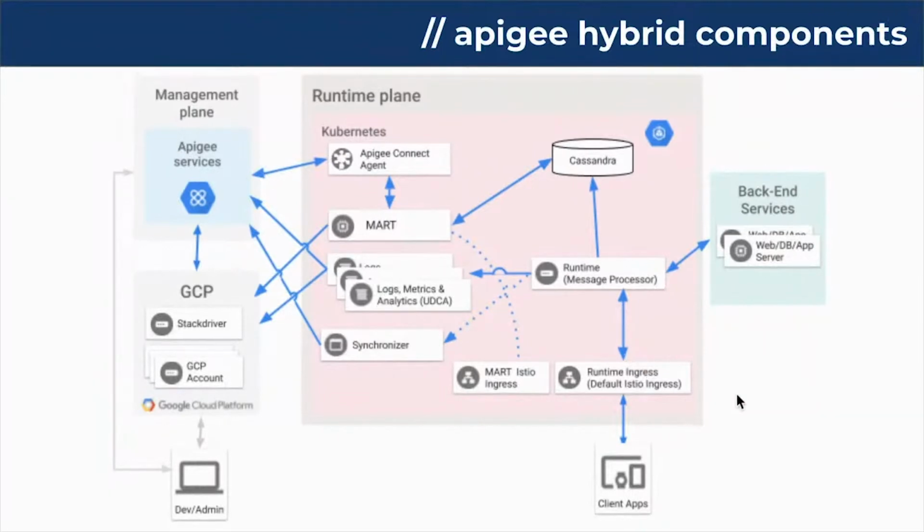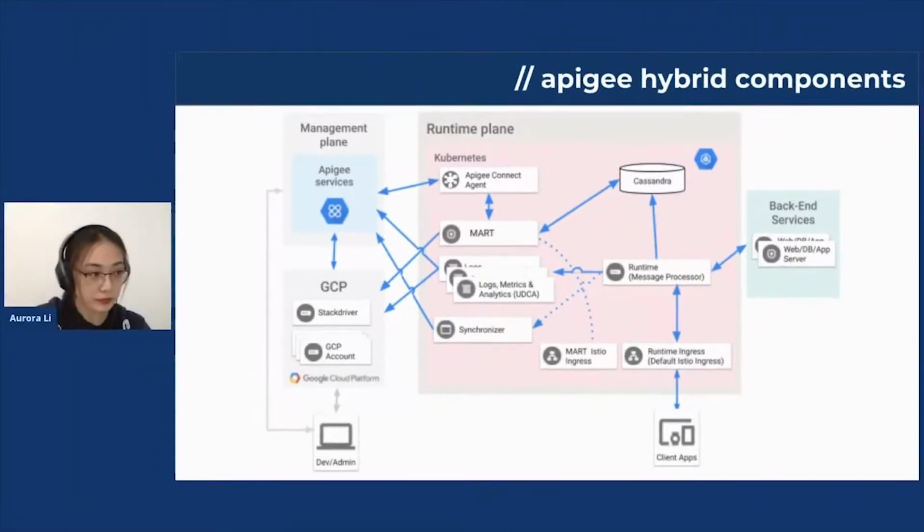And what we will be focusing on today is the runtime piece. So I'll be doing some auto-scaling demos around how you can scale up, how you can see the scaling up of your runtime ingress, and also the runtime message processor for Apigee.